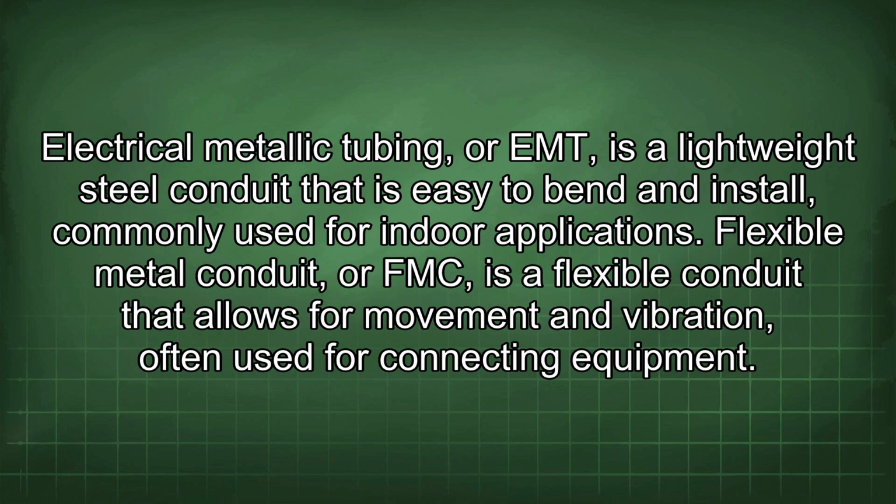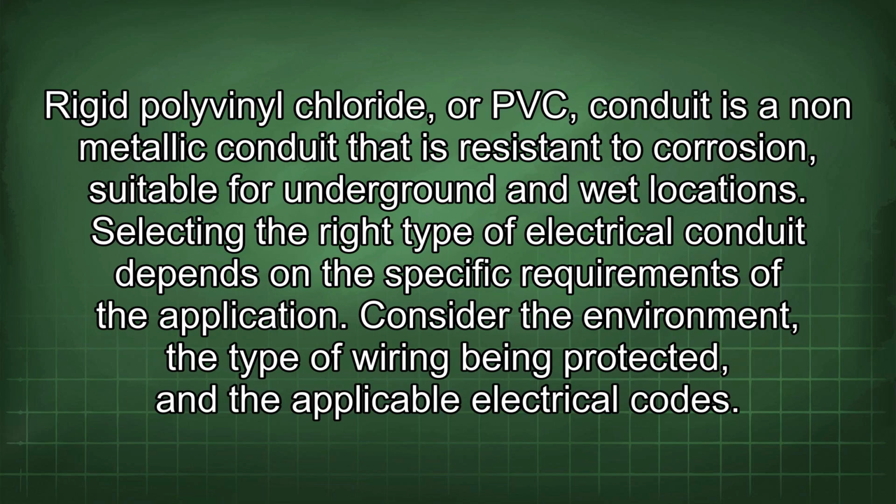Electrical metallic tubing, or EMT, is a lightweight steel conduit that is easy to bend and install, commonly used for indoor applications. Flexible metal conduit, or FMC, is a flexible conduit that allows for movement and vibration, often used for connecting equipment. Rigid polyvinyl chloride, or PVC, conduit is a non-metallic conduit that is resistant to corrosion, suitable for underground and wet locations. Selecting the right type of electrical conduit depends on the specific requirements of the application.